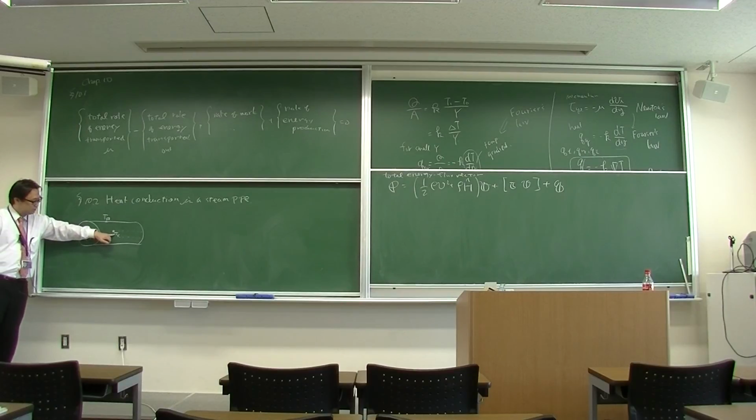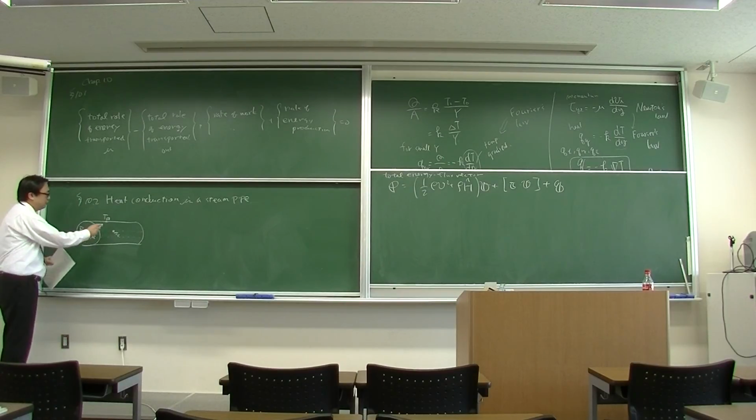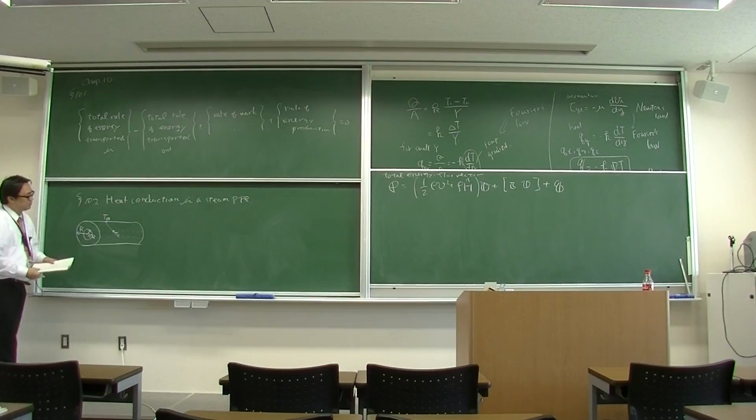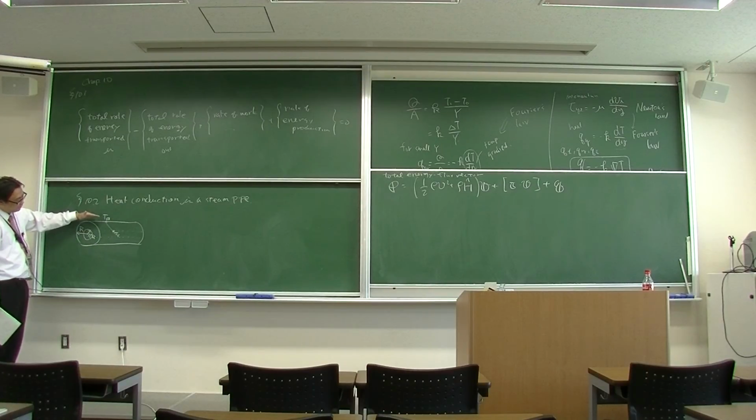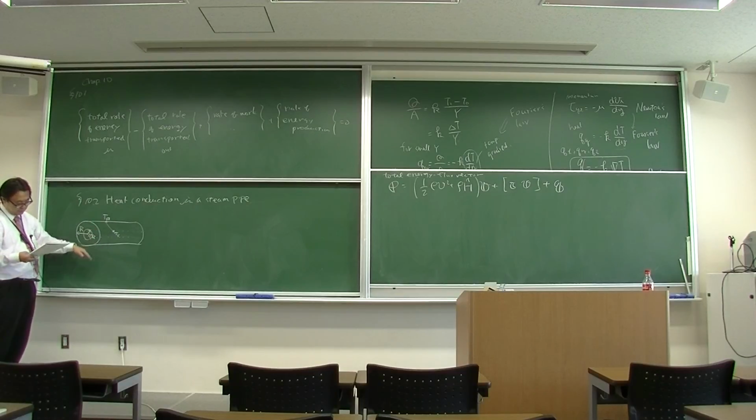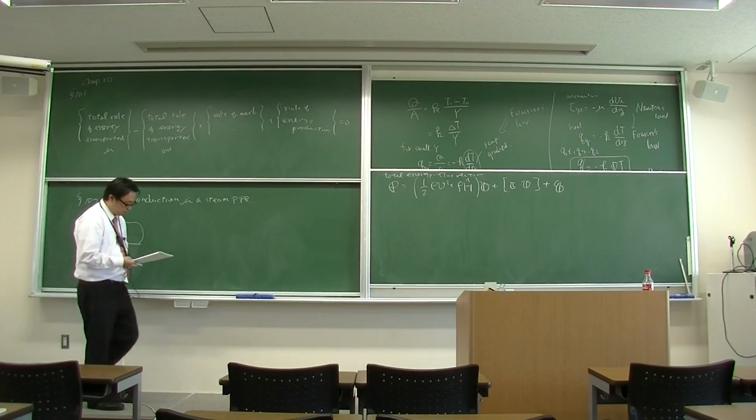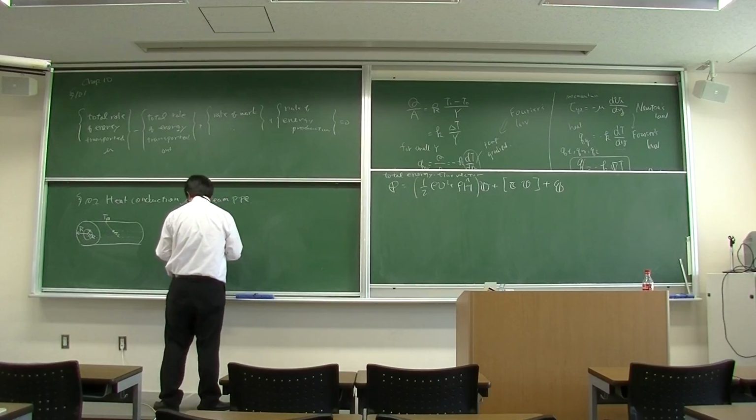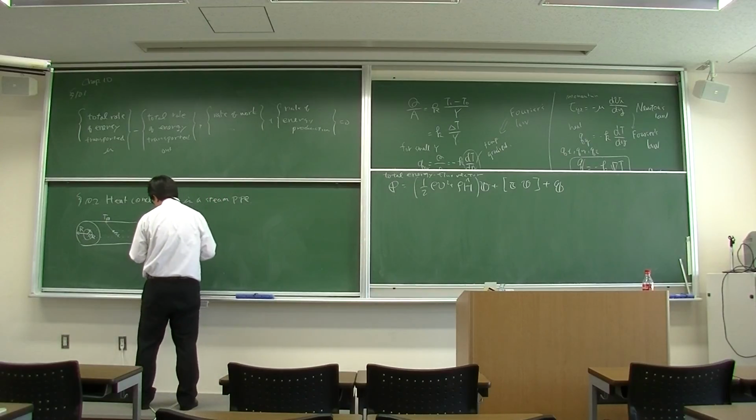Okay. We consider the temperature distribution between the inner side and outer side. The outer side temperature is Ta, and the inner side is Ts. And we develop a rate of energy transport.